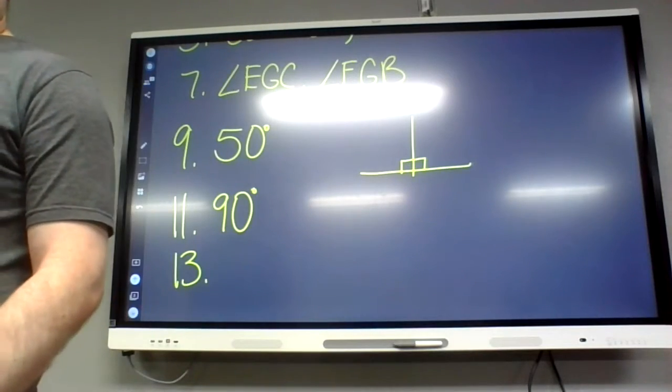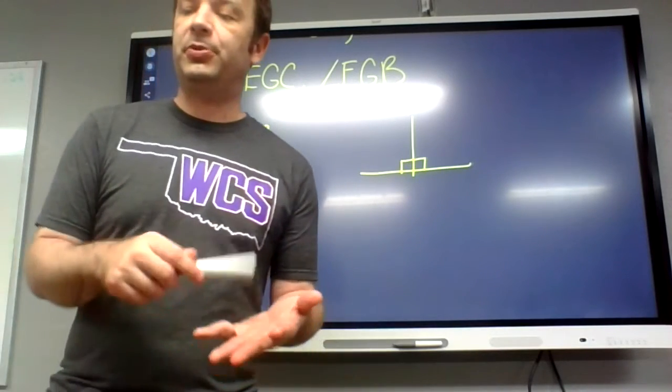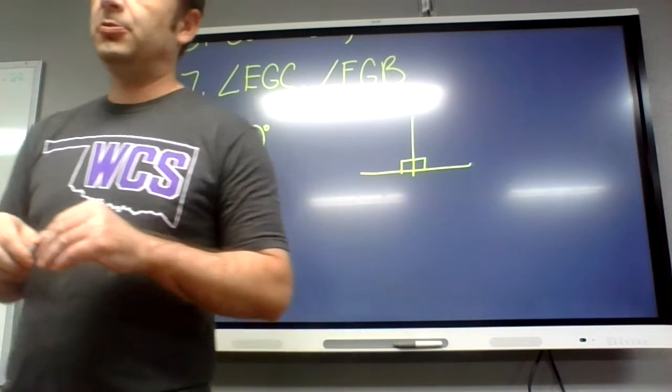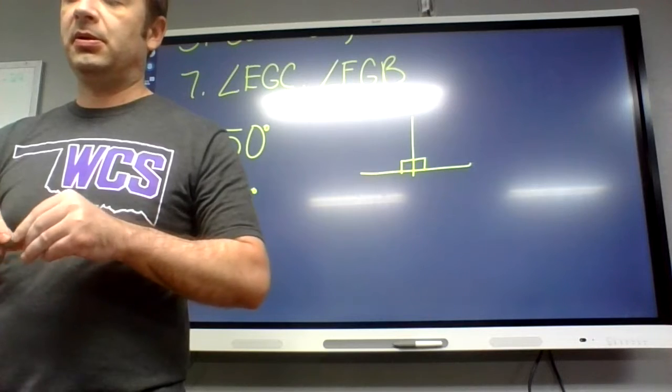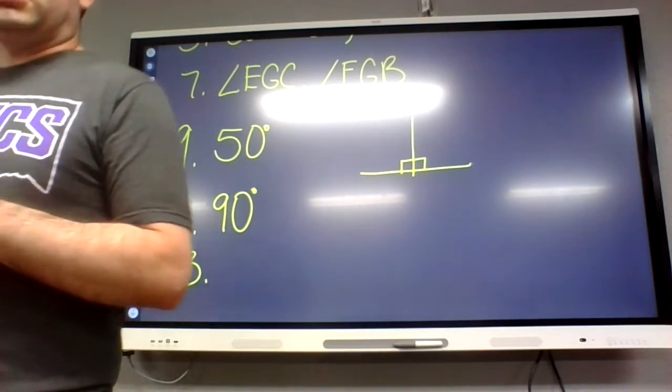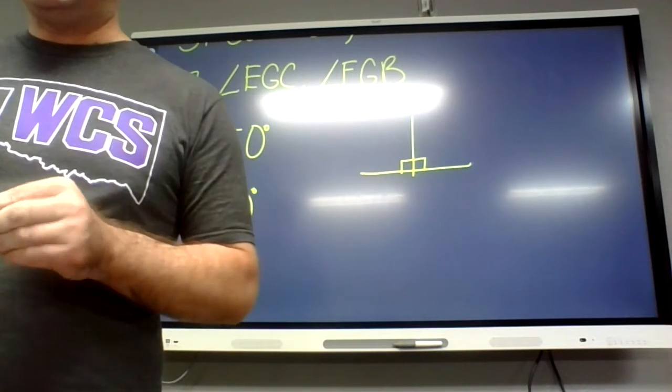Number 13. All right, on number 12 it says classify each angle by its measure. What do you think they mean by that? Like obtuse or acute? Yeah, obtuse, acute, right, straight, those things. That's what they mean when they say classify the angle.